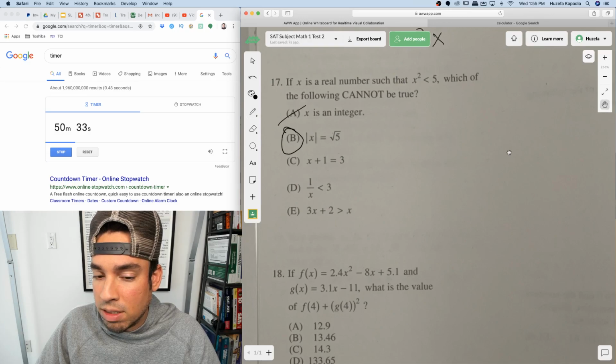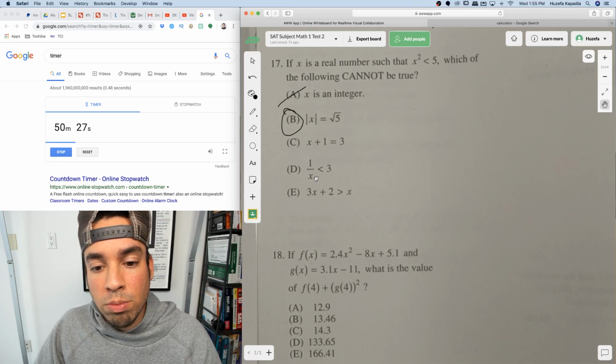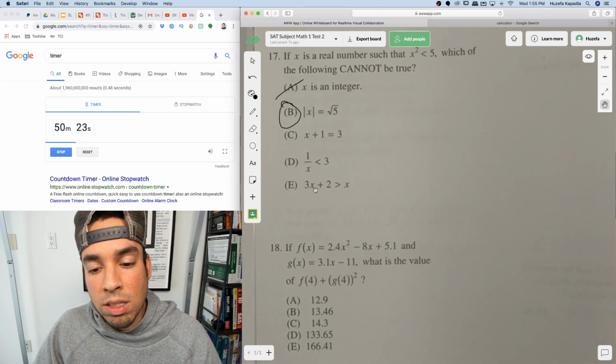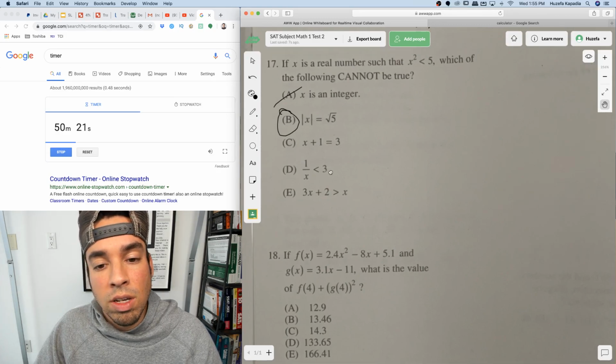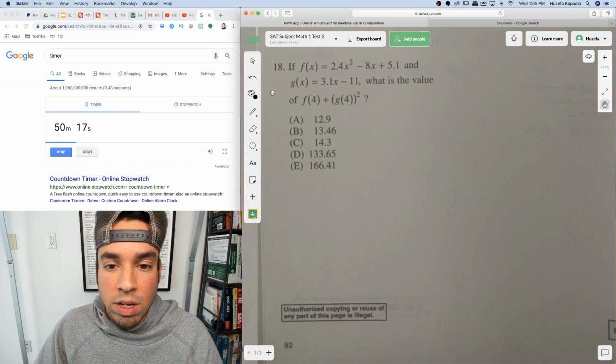But let's check this out. Yeah, we already said it could be 2. This definitely could be true, because if x is 2, 1/2 is less than 3. And if x is 2, this would be 6, and 8 is greater than 2. Yeah, it's B.